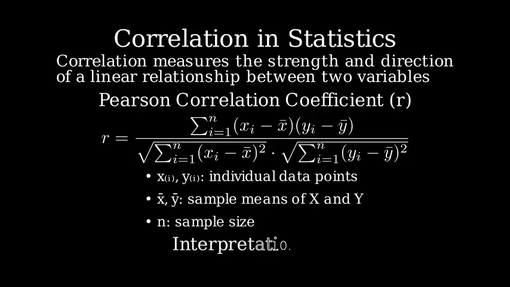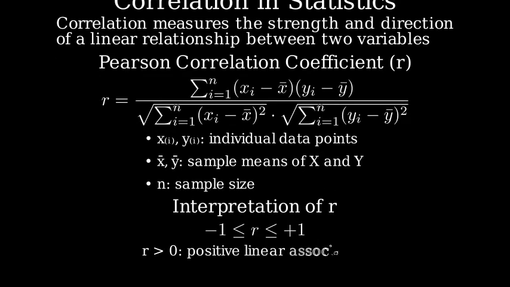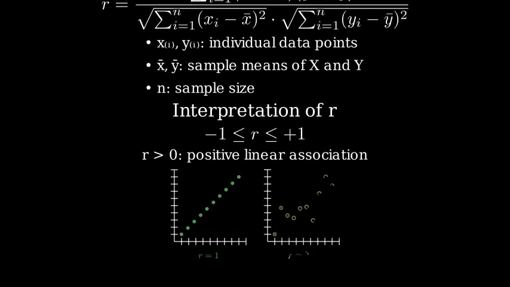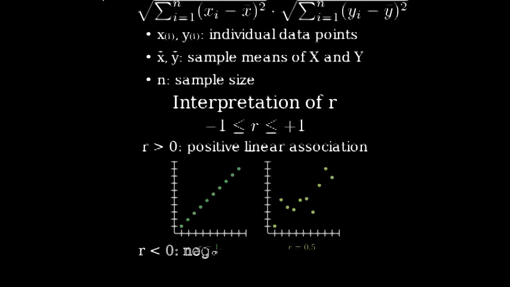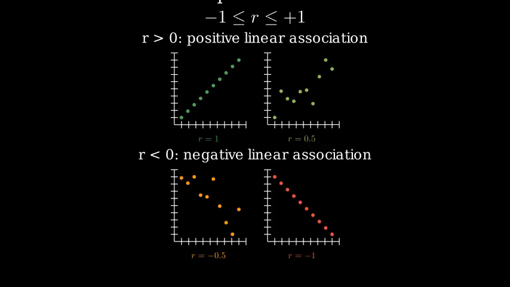Now, let's interpret what different values of R mean. R always falls between -1 and +1, inclusive. When R is greater than 0, we have a positive linear association. This means that as x increases, y tends to increase as well. When R is less than 0, we have a negative linear association. This means that as x increases, y tends to decrease.